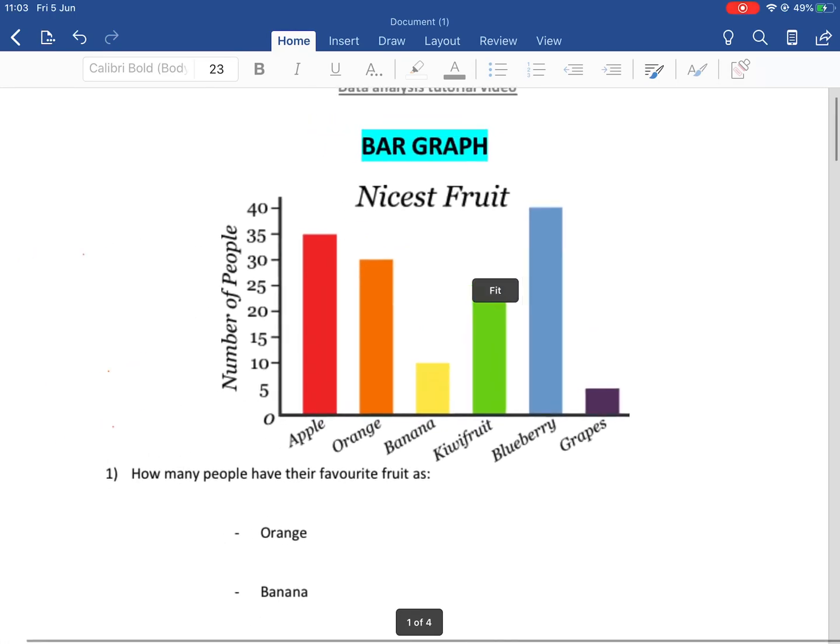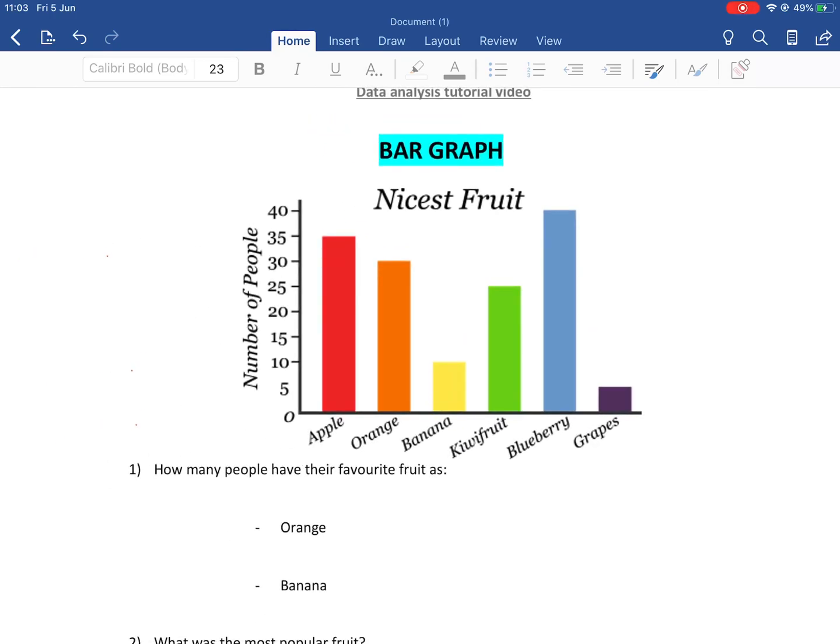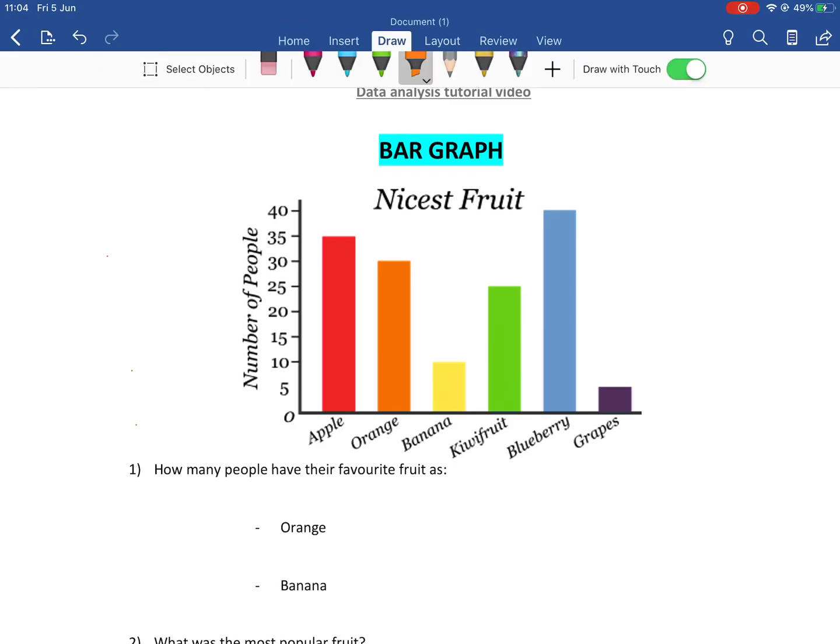So I'm going to start here with bar graphs. You can see that I have a graph here about the nicest fruit. So what's happened is there has been a survey of people, which basically means a load of people have just been asked about their favourite fruit. In this case, you will see that 40 people were asked, which actually links on to a question later, because 40 is the highest number of people on the side of my graph, so on that y-axis there.